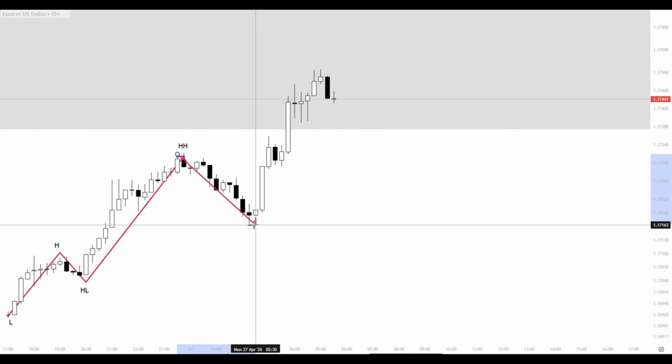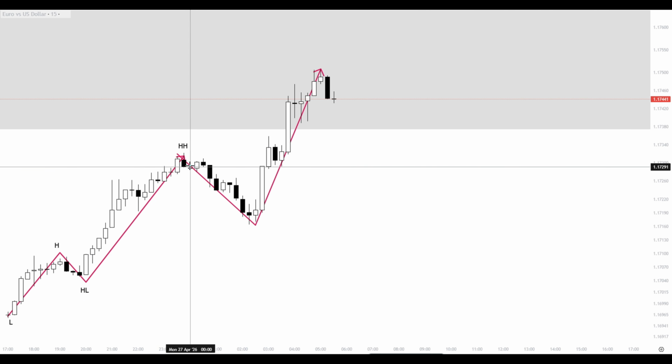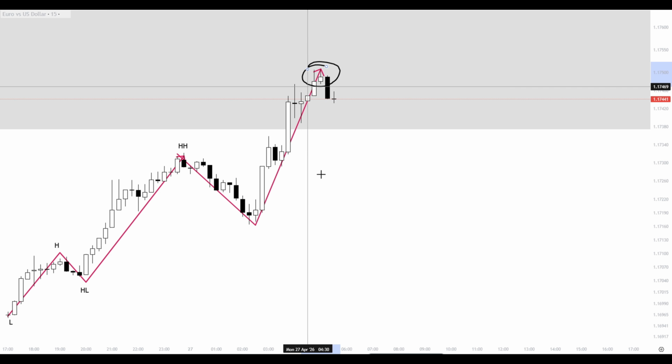Then from this high, again, the same things happened. We got a downside pullback that later got faded to the upside by another push to the upside. This again breaks above the last high. When the higher high is validated, we are now sure this low was a higher low.